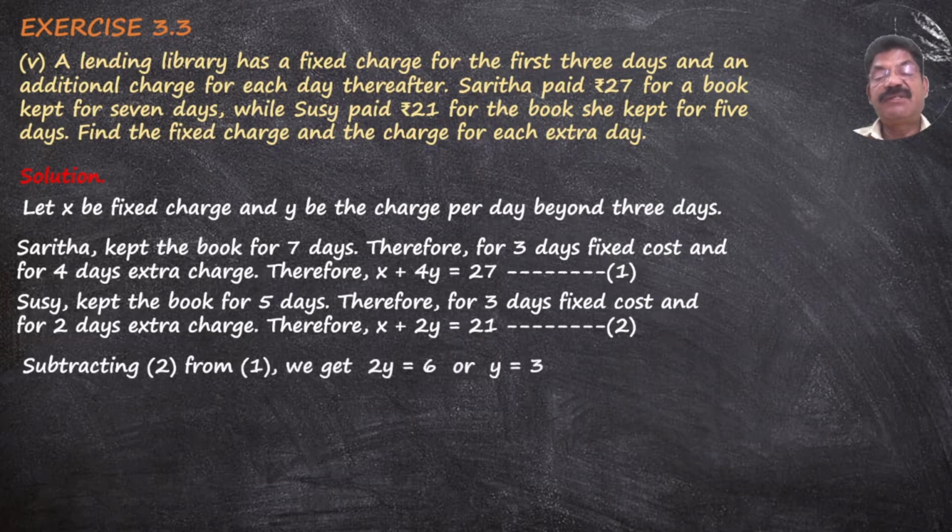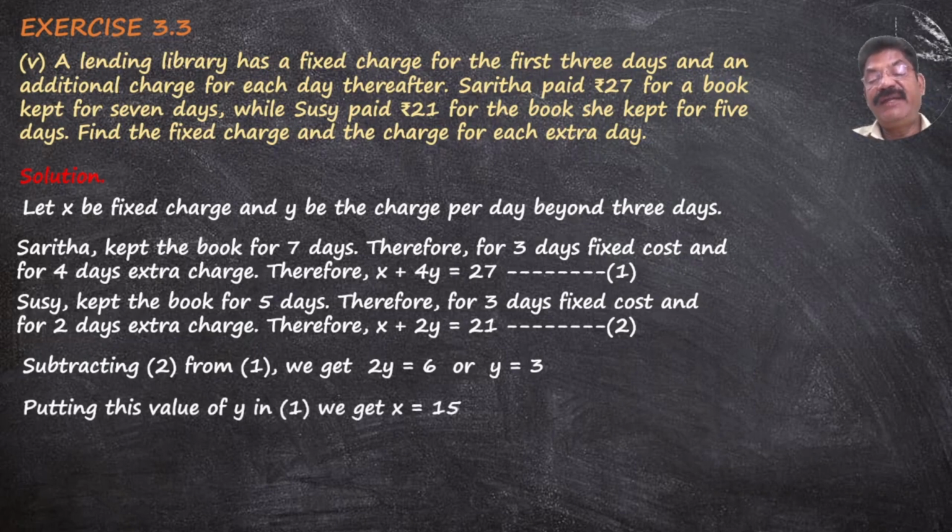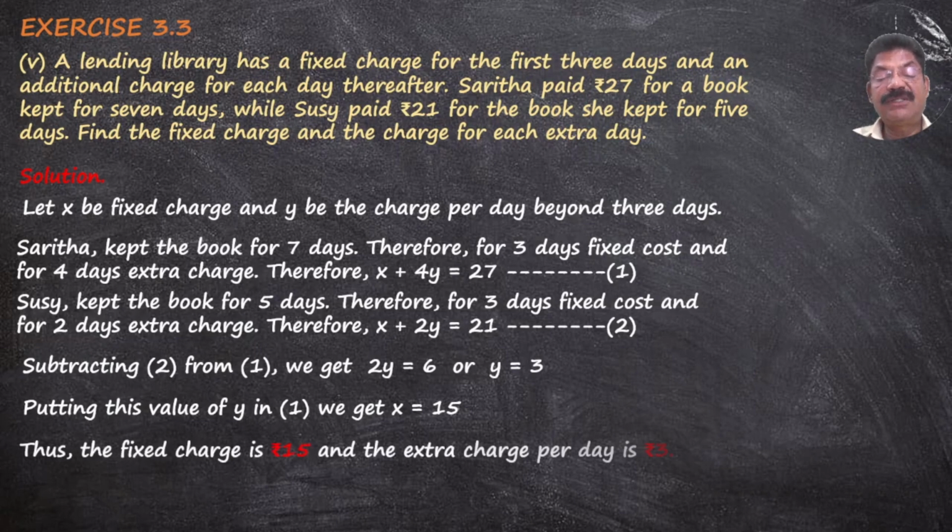Now, you look at the equations 1 and 2. Already, the coefficients of x are equal. Therefore, you can subtract 2 from 1 to get 2y is equal to 6 or y is equal to 3. When y is equal to 3, you can easily find that x is equal to 15. Hence, the solution is fixed charge is rupees 15 and the extra charge per day after 3 days is rupees 3. So, it is a simple problem.